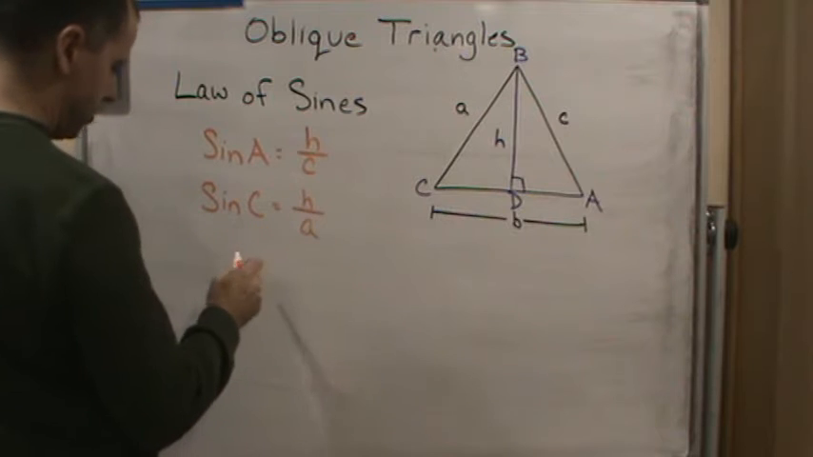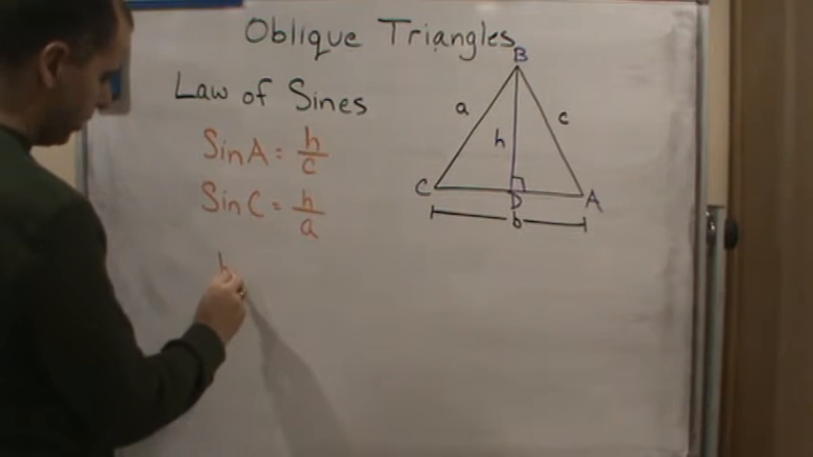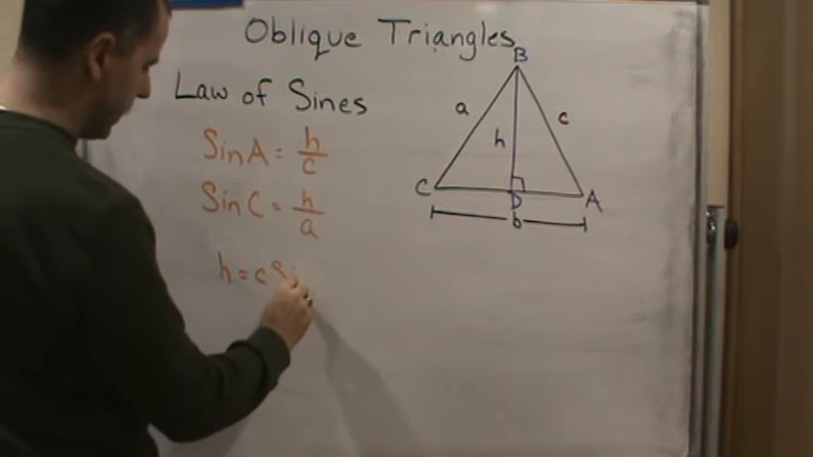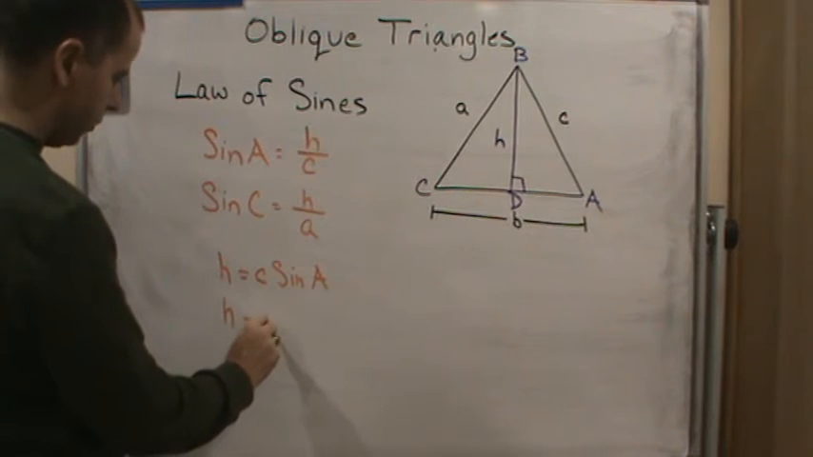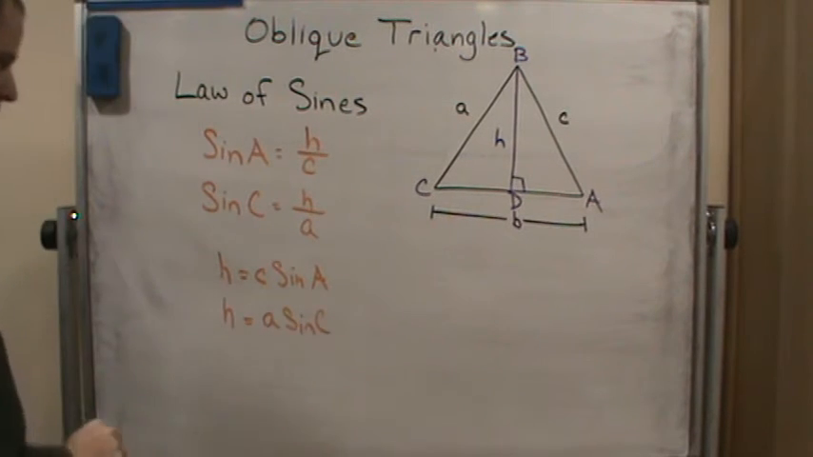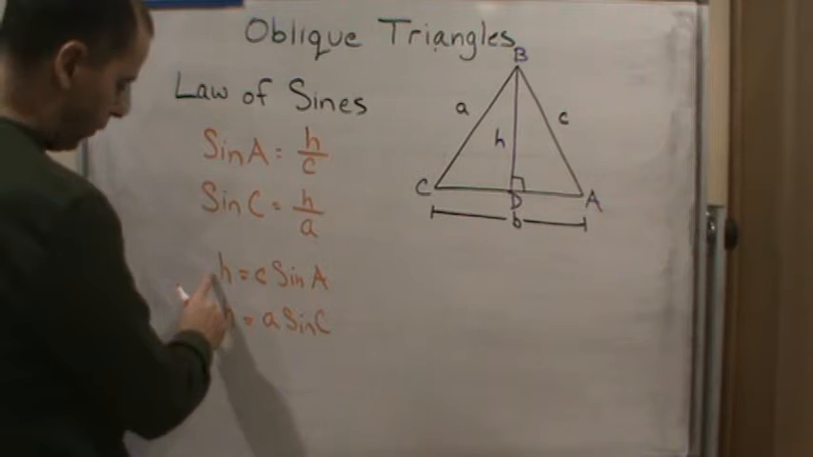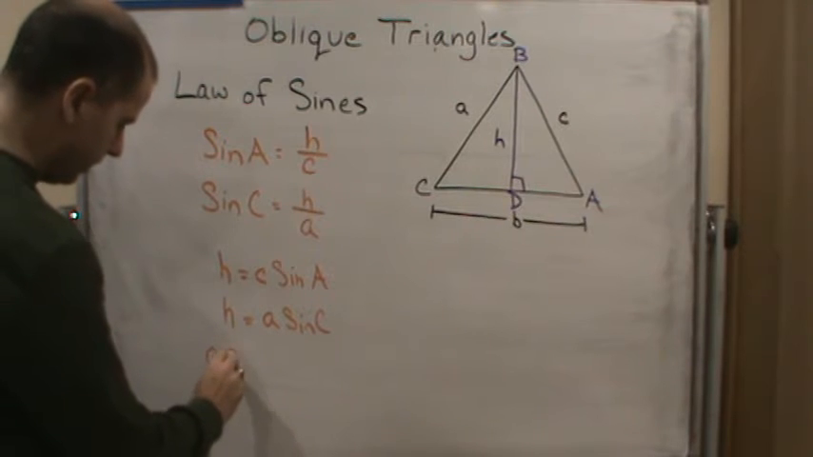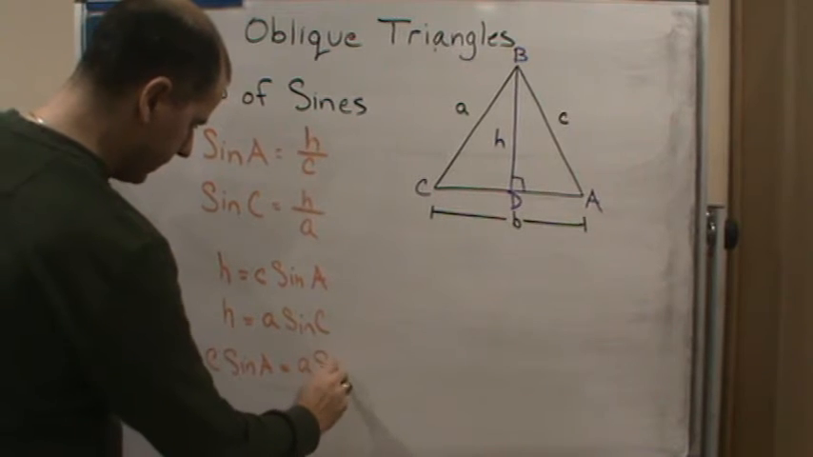Let's solve for H, since H is what's in common here. So H is equal to C times the sine of A. But H, based on the second equation, is also equal to A sine C. These are both equal to H, which means this is equal to this. So C sine A is equal to A sine C.